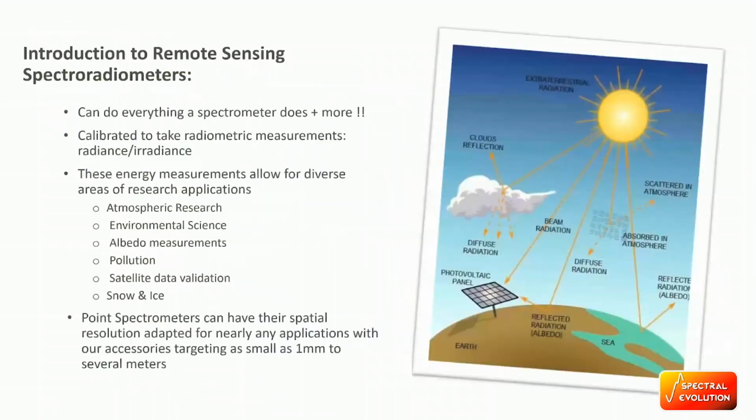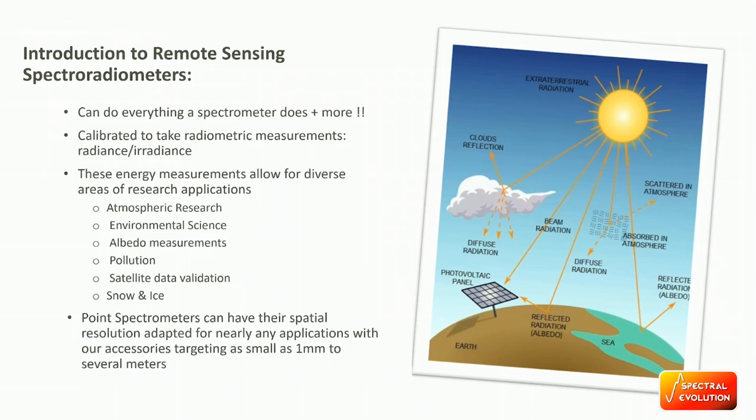We talked a little bit about what a radiometric calibration is, but to talk more specifically, a spectroradiometer is a spectrometer with a radiometric calibration, which means it's given energy units. This allows the instrument to collect radiance and irradiance measurements that are crucial for atmospheric research, environmental science, albedo studies, as well as ground validation for satellite validation with satellites or airborne detectors.